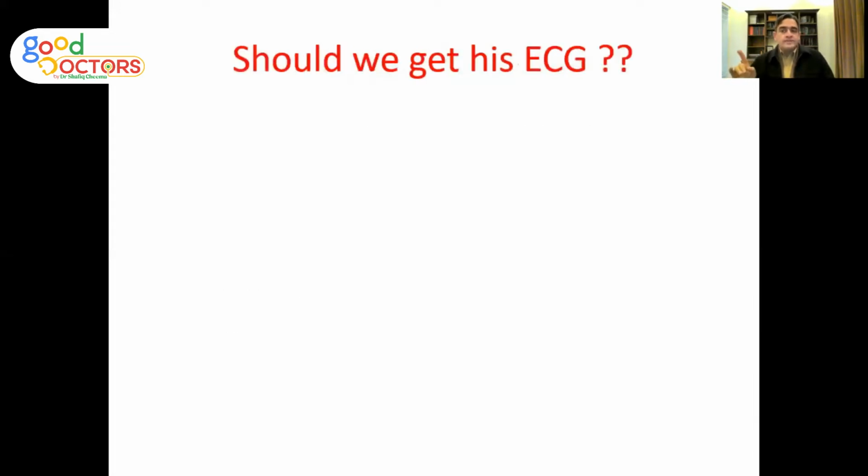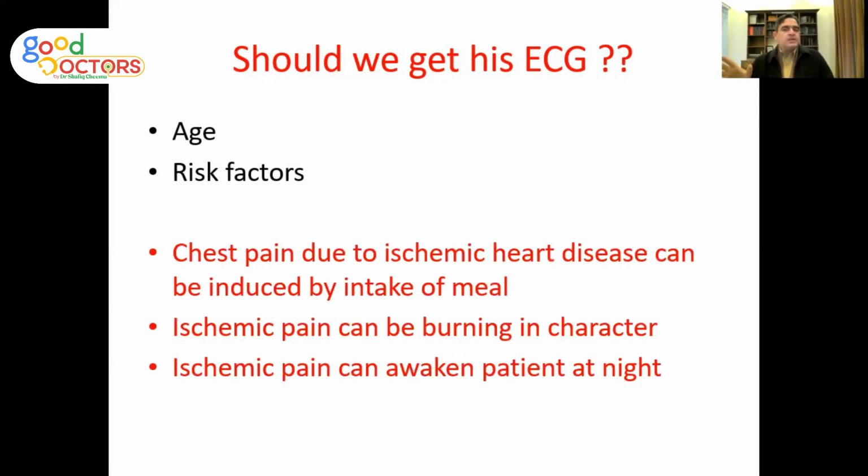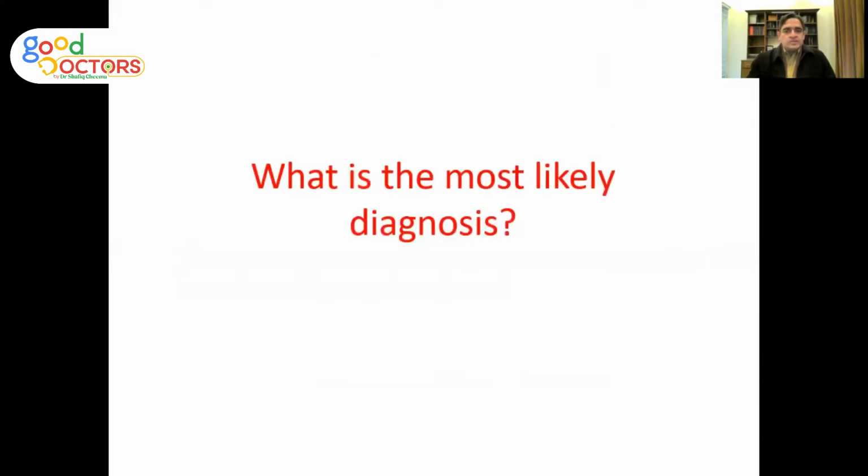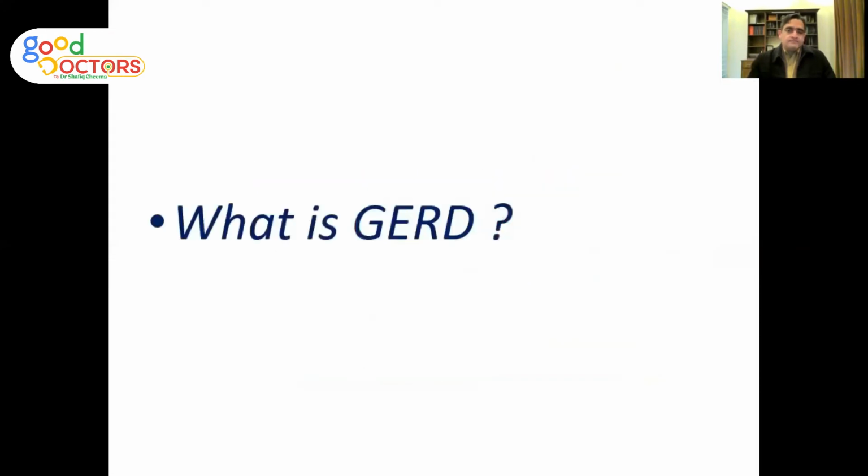The next question is, these symptoms are very typical of gastroesophageal reflux disease, but should I get an ECG in this patient? I will consider his age and the presence or absence of risk factors before making this decision. Why? Because ischemic heart disease pain can be associated with the intake of meals, it can be burning in character, and obviously it can be a nocturnal episode as well. So we had an ECG of this particular patient in the emergency setting, which was perfectly normal. So the most likely diagnosis in this setting will be gastroesophageal reflux disease.